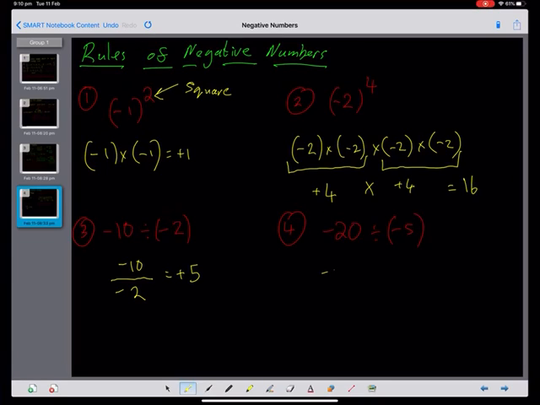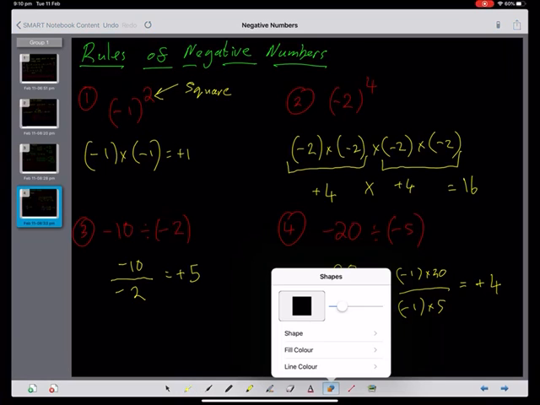Let's rewrite this. We've got negative 20 over negative 5. Essentially, that is the same as negative 1 times 20 all over negative 1 times 5. We know that a negative divided by a negative is a positive, and 20 divided by 5 is 4. Okay, so let's have a look at some more difficult examples.